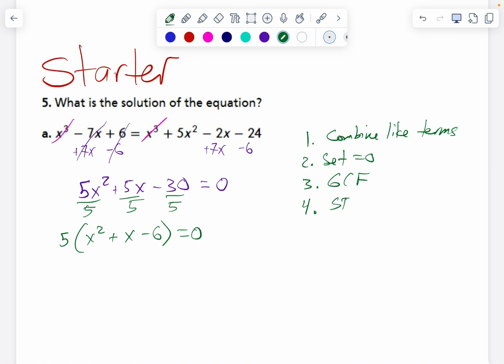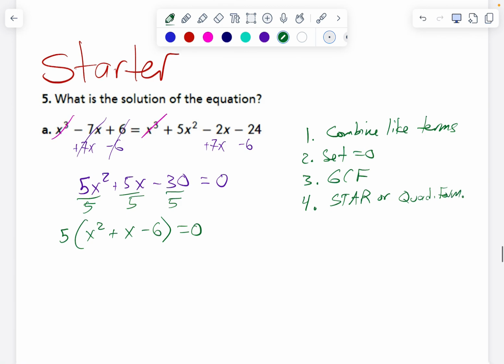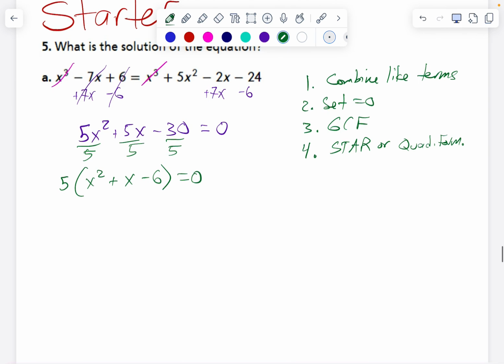Okay, next step would be either star or quadratic formula. Now you could also complete the square if you're somebody who likes that. It's a good method. We can ignore the 5 because 5 can't be 0, so it's gone. And then let's set up the star on the inside. Where the top is A times C, bottom is B, sides are A. Okay, what is A times C in this one? Just on the interior part.